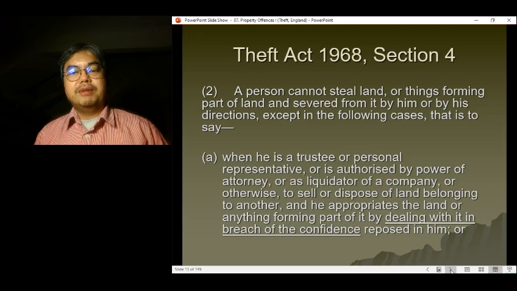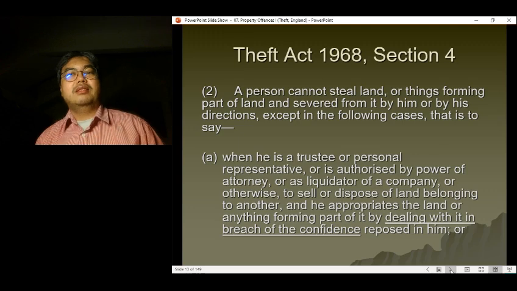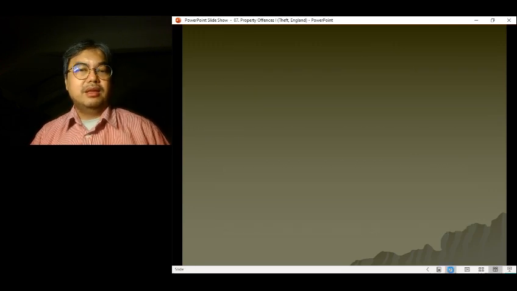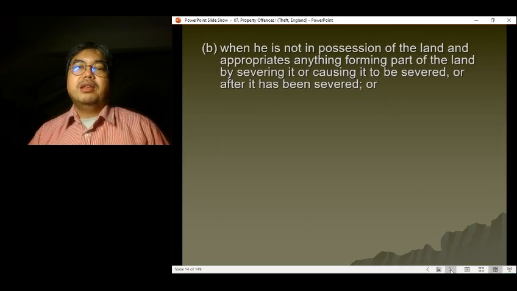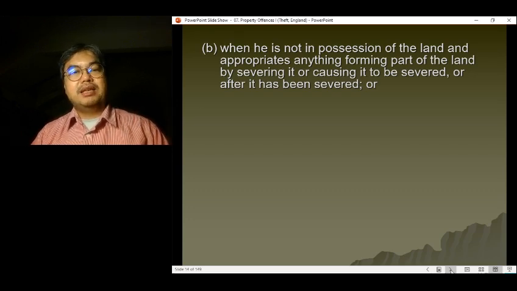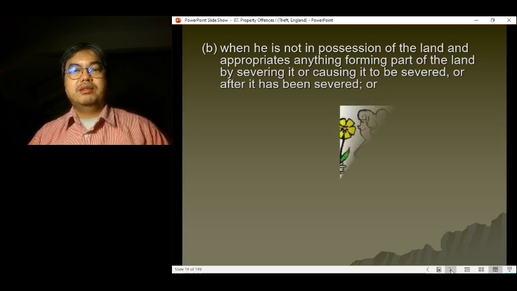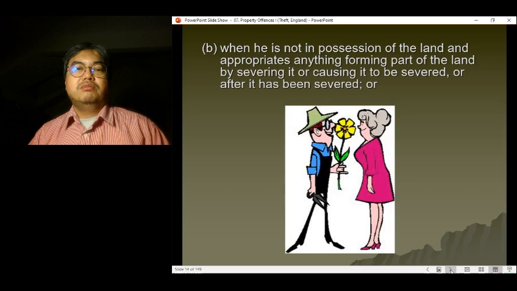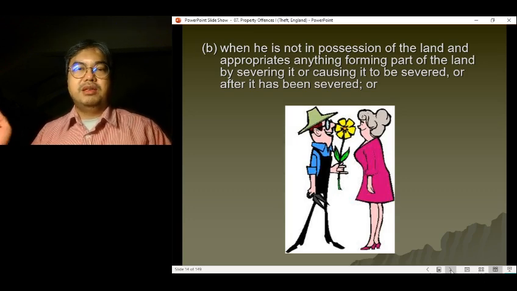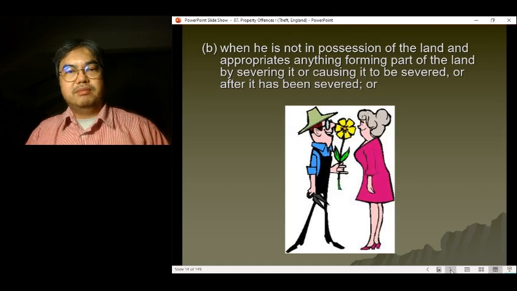So if a person deals with it in breach of the confidence, then he can be considered to have stolen that land. B, when he is not in possession of the land and appropriates anything forming part of the land, how? By severing it or causing it to be severed or after it has been severed. So you can appropriate anything forming part of the land by causing it to be severed or severing it himself.